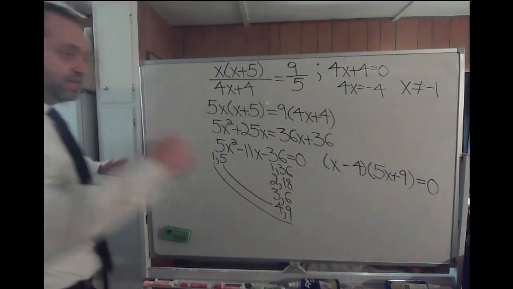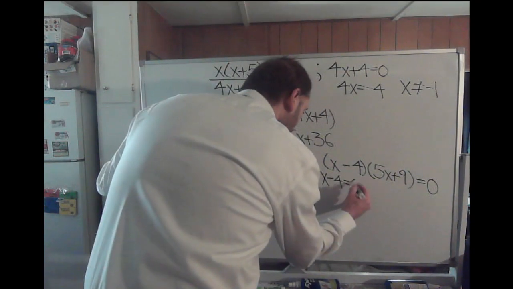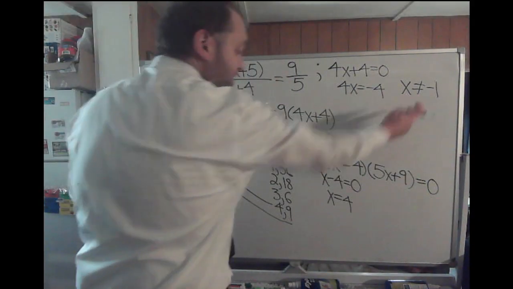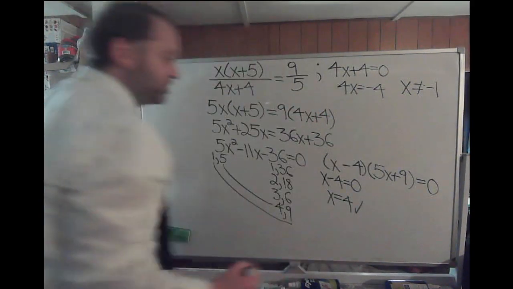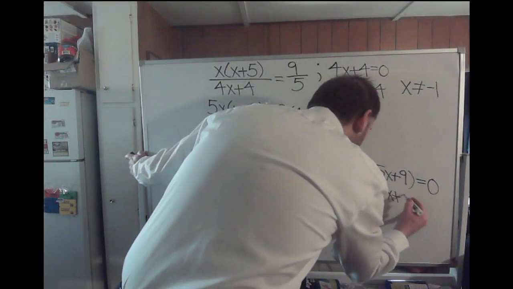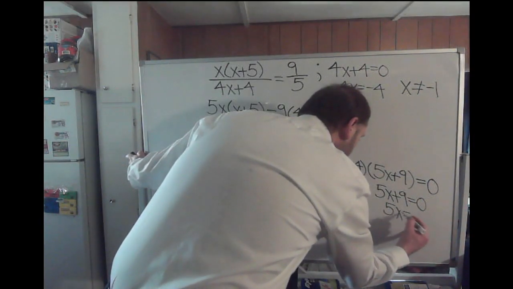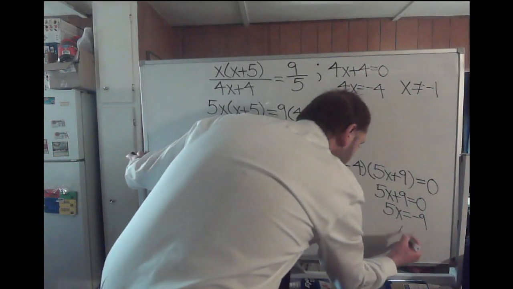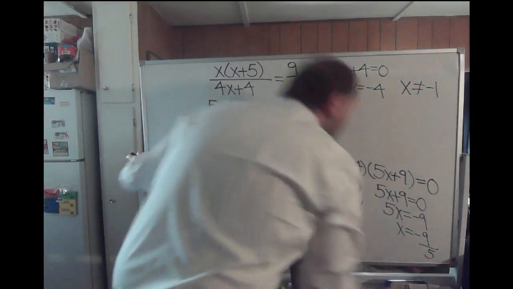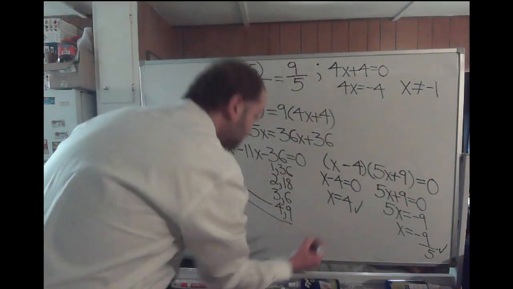Now just set both of these quantities equal to 0. X minus 4 equals 0 would just give you that x equals 4. And 4 is not a restricted solution, so x equals 4 actually checks out. Now how about 5x plus 9 equals 0? That would give you that 5x equals -9, which would mean x equals -9/5. Well, -9/5 is not a restricted solution, so that would also check out.